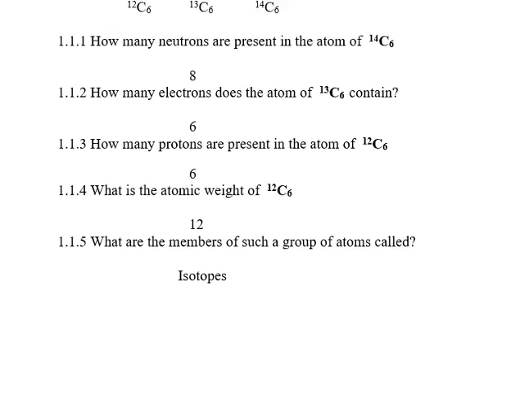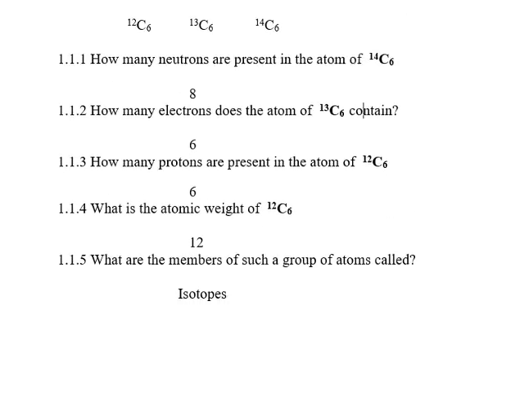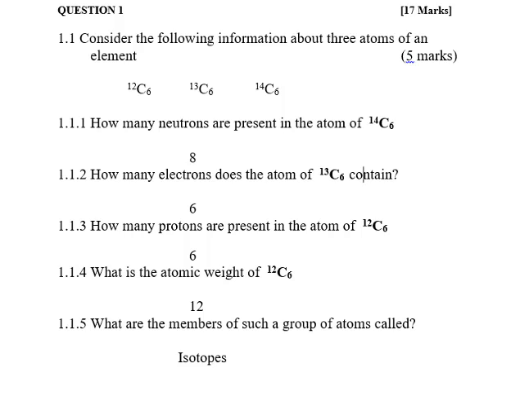Now let's go to the final question, which says, what are the members of such a group of atoms called? Obviously, they are isotopes. Isotopes are those groups of atoms that have the same atomic number, as you see at the top here, carbon. They all have the same atomic number of 6, but they have different atomic mass. Here we have atomic mass 12, atomic mass 13, atomic mass 14, but the atomic number remains the same across the board, which makes this group of atoms isotopes.